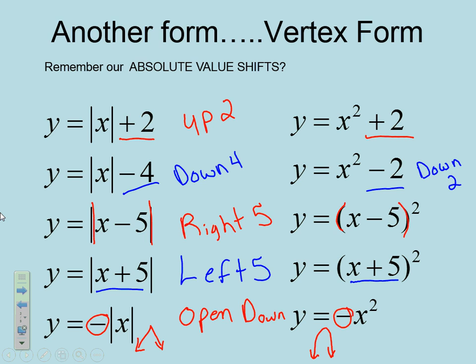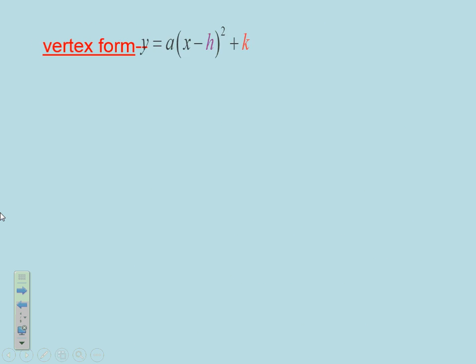All right, here we go. This whole slide, ladies and gentlemen, I do need you to write down, okay? Make sure you write this down. Vertex form, y equals a times the quantity x minus h squared plus k.